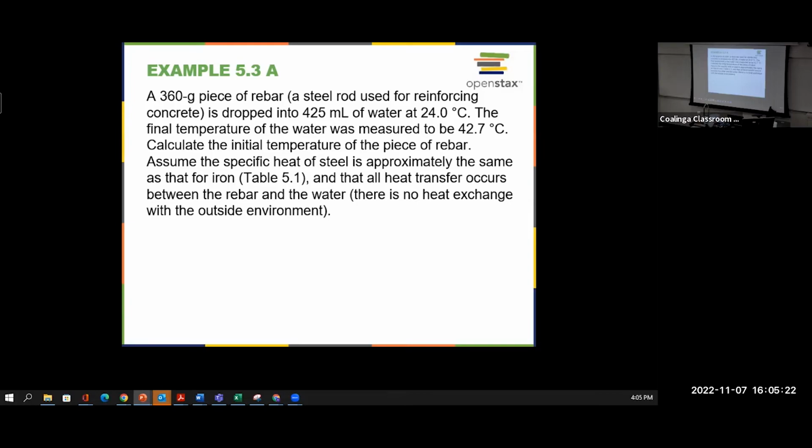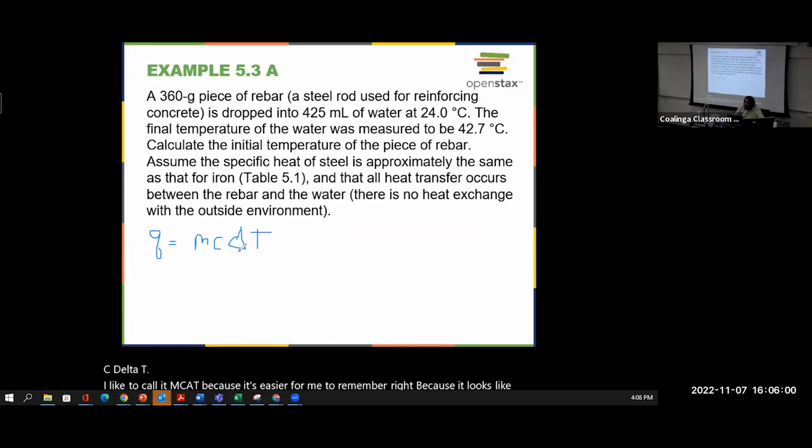Okay, guys ready to start on this one? So. Now that we're gonna be using Q equals mc delta T. I like to call it MCAT. That's easy for me. Looks like MCAT.